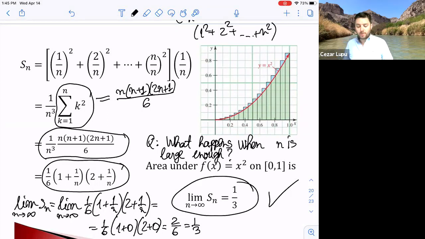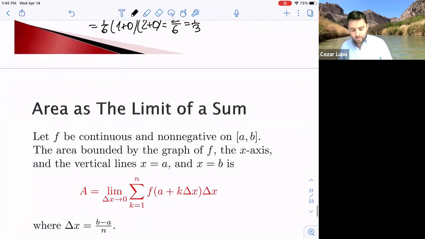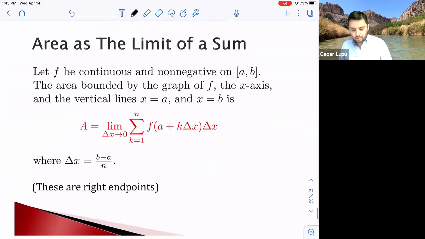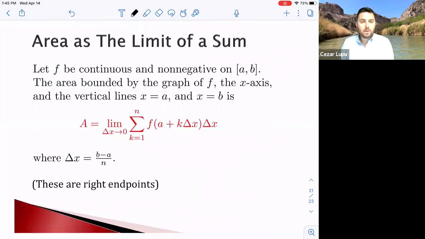Whew. So in other words, let me put it this way. So the area is the limit of the sum. So we go back to the title of our lecture, and we can say the following.